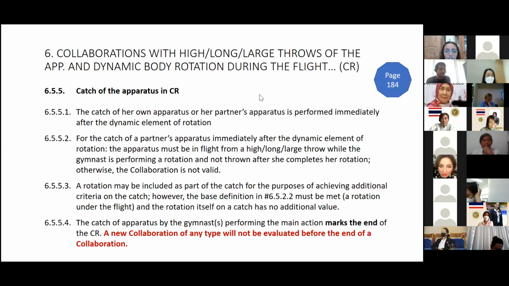The catch of the apparatus by the gymnast performing the main action marks the end of this collaboration. Only when she catches, a new collaboration of any type can start. So only when I catch the apparatus, I can start a new collaboration. If not, any new collaboration of any type will not be evaluated before the end of this collaboration.